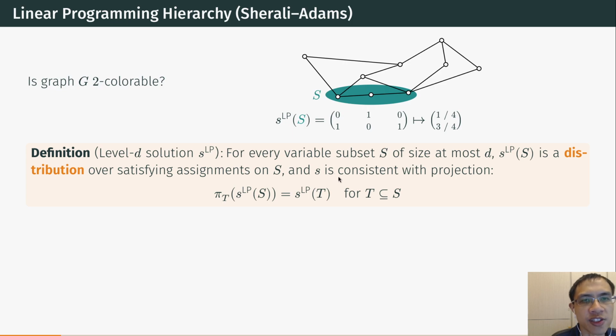We also have a similar consistency requirement, which now reads the following. The projection constraint becomes a marginal constraint. It says that when we take the distribution over satisfying assignments on S and consider the marginal on subset T, we get exactly the distribution for T.